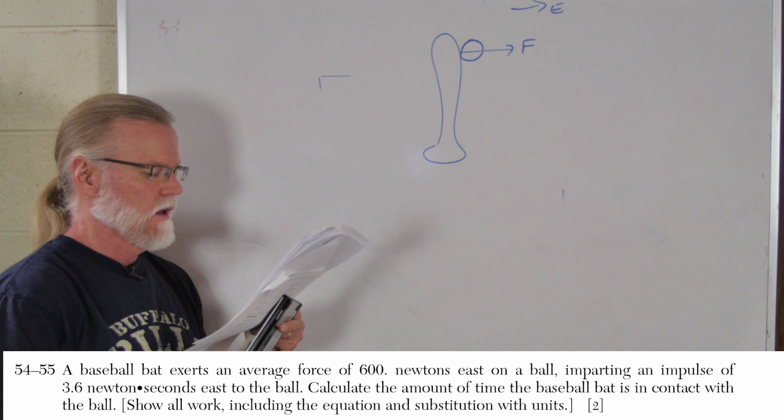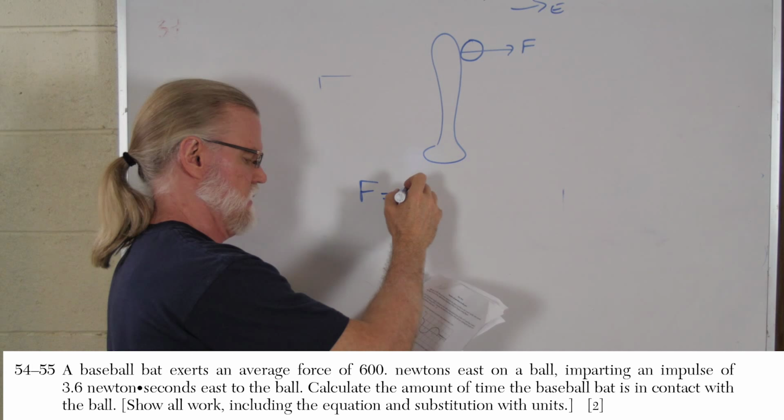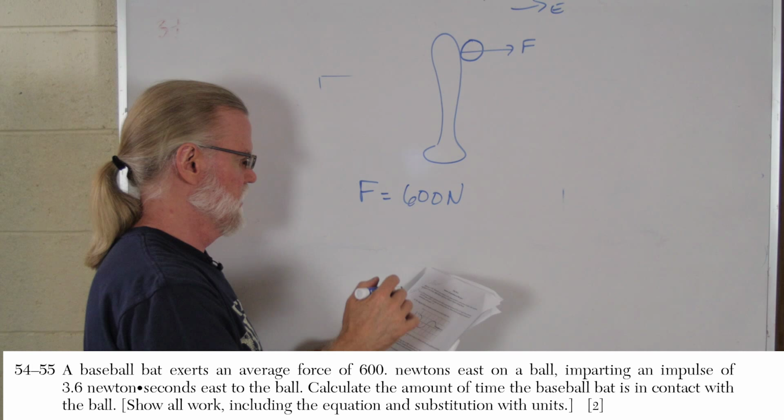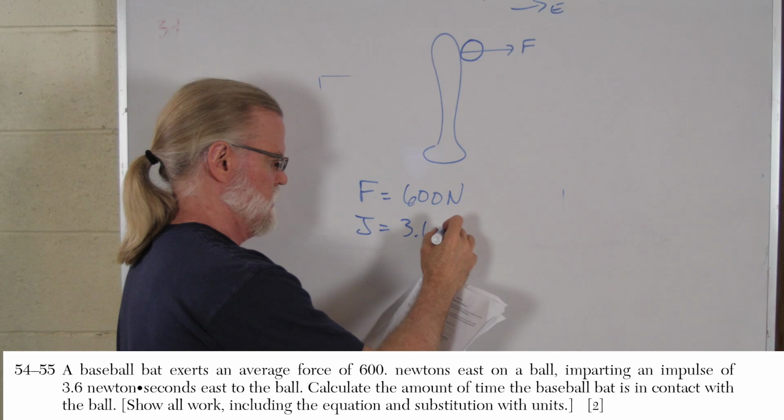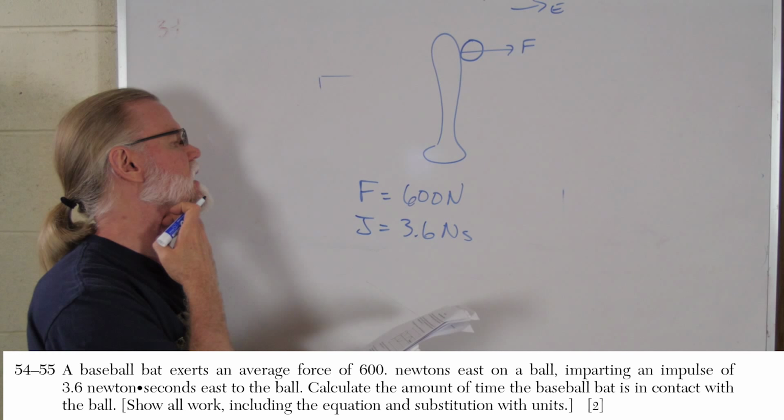Average force of this is going to be 600 newtons, imparting an impulse of 3.6 newton seconds east on the ball. All right, we're going to call those numbers positive. Calculate the amount of time the baseball bat is in contact with the ball.